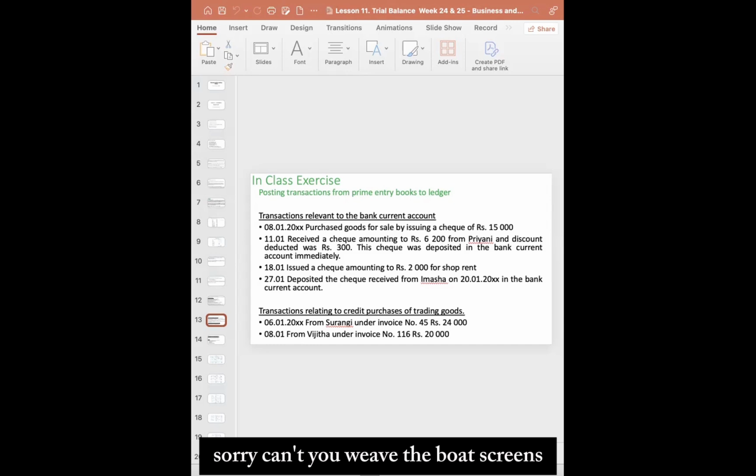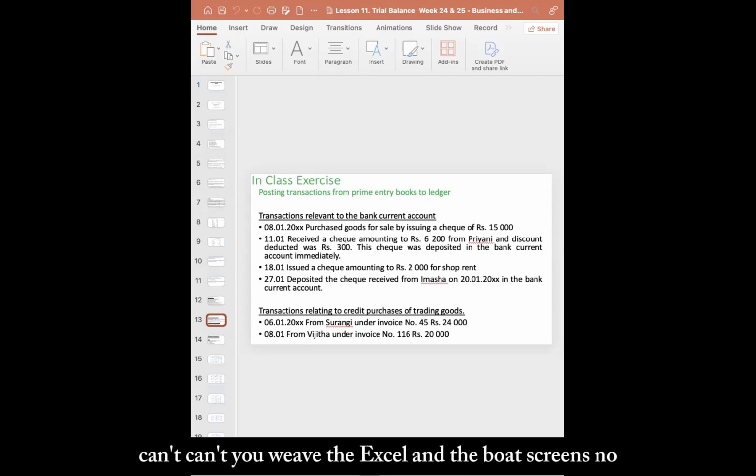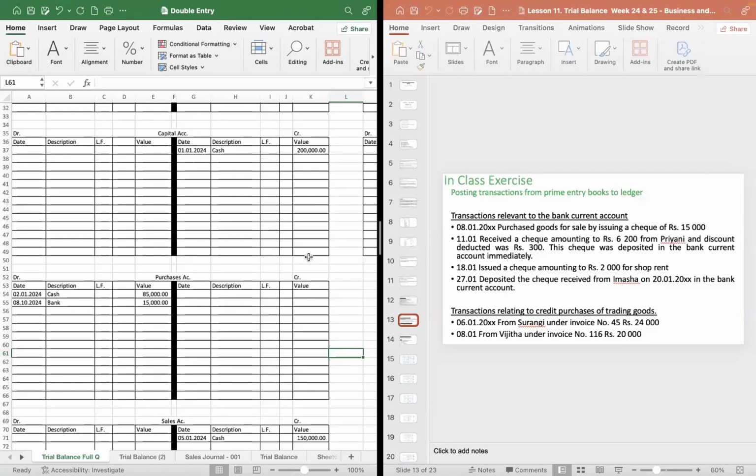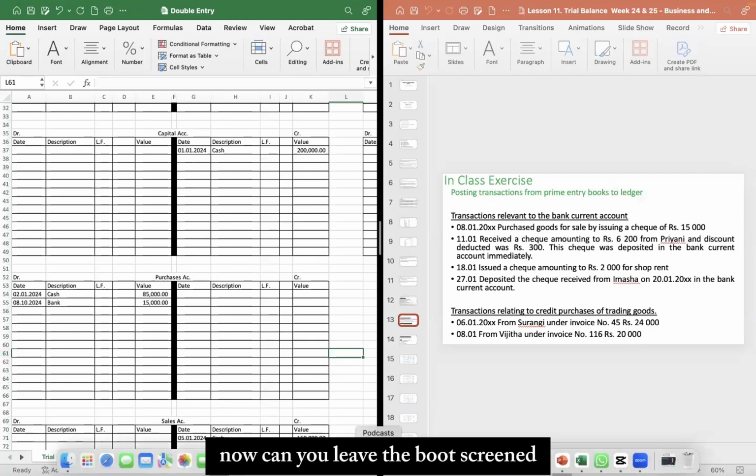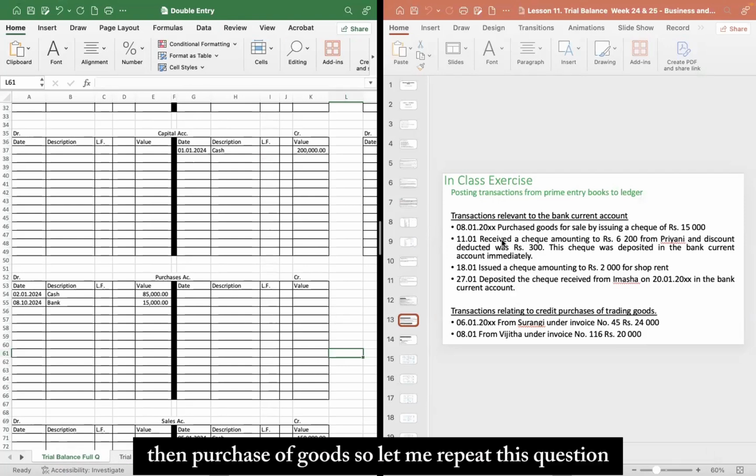Sorry, can't you view both screens? Can't you view the Excel and both screens? No. Now can you view both screens? Yes, sir. Okay. Okay, then purchase of goods.